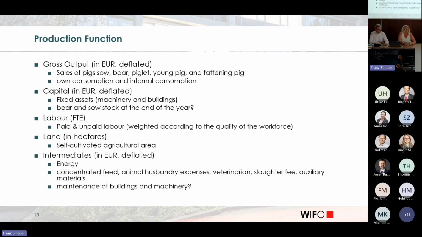However, there is a question, as we also have a lot of mixed farms in Austria. So farms which do some crop farming as well as animal farming. There is the big question of what to use for this specific kind of production function of pigs.